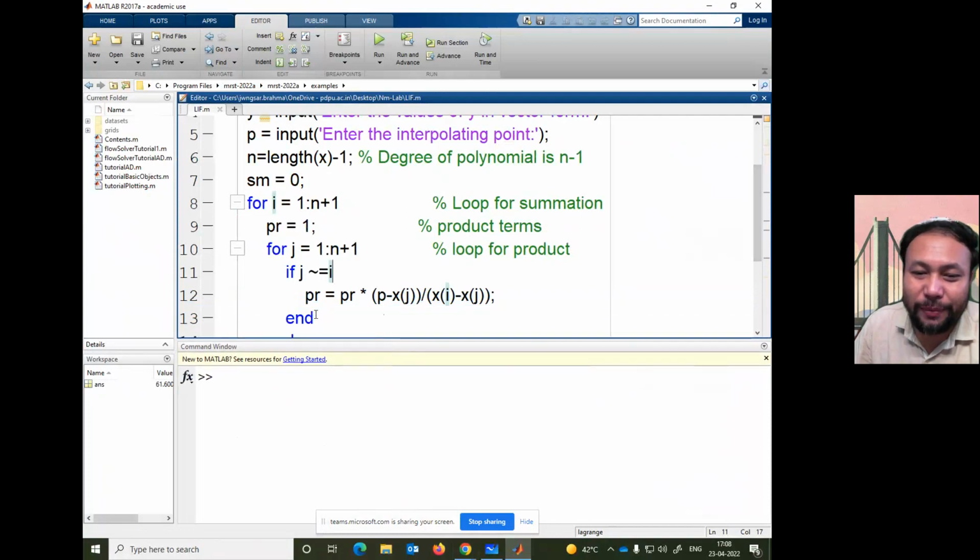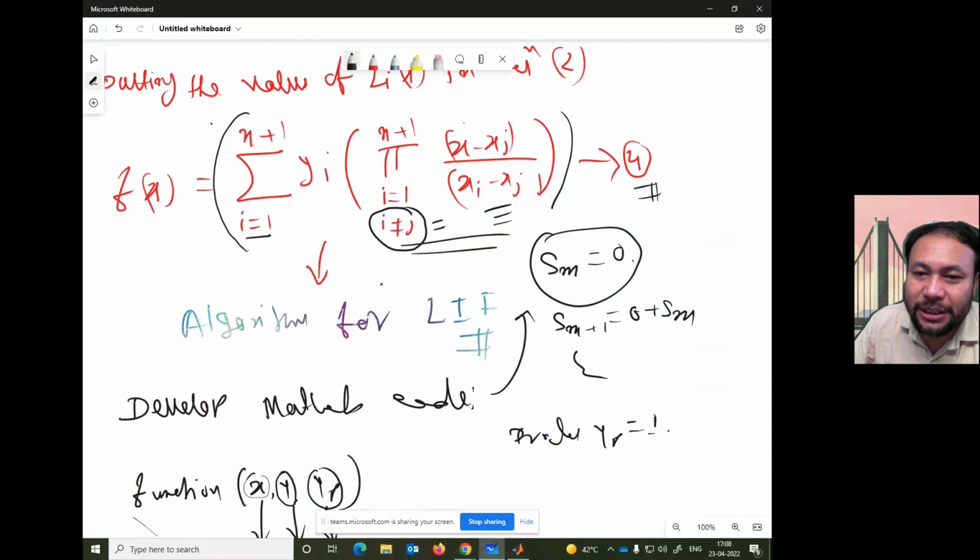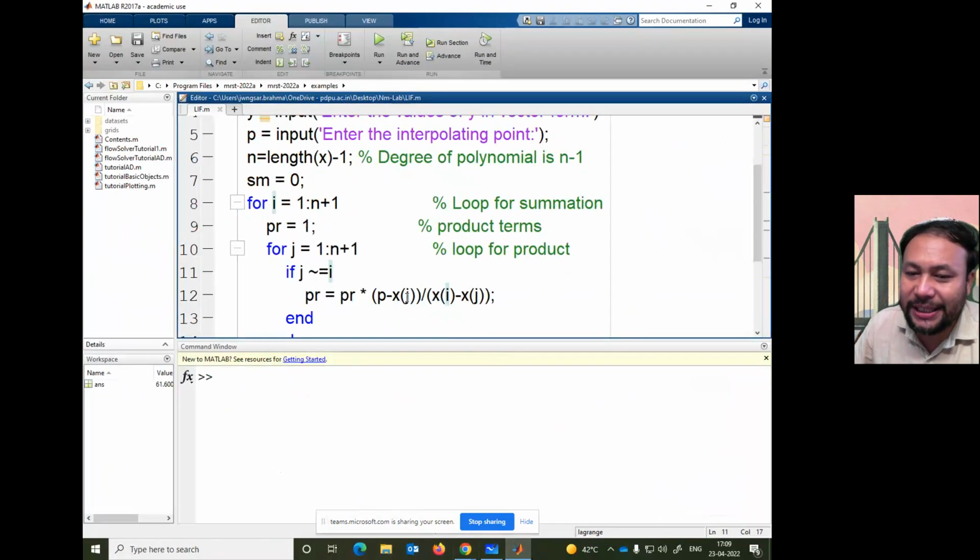What is the formula? The formula is product is equal to product times, right? Instead of X, I have written here P. Here, this X is the point where we need to find out the interpolation. Now this P is equal to X now. X is equal to P now. Because I have to input the value of X. Here X is variable, but here P is constant. Just put the value of P. So instead of X, I have written here in the coding P, right? P minus XJ divided by XI minus XJ.